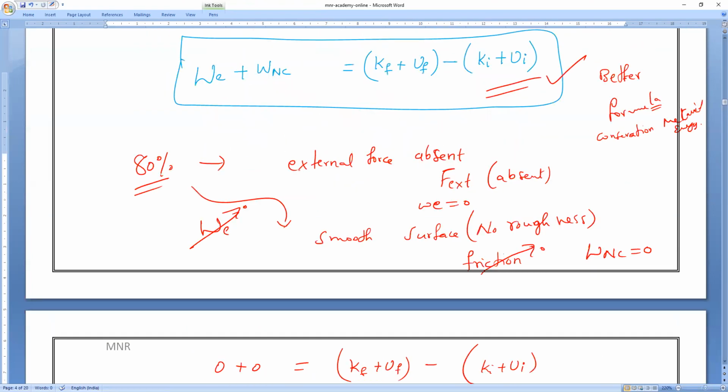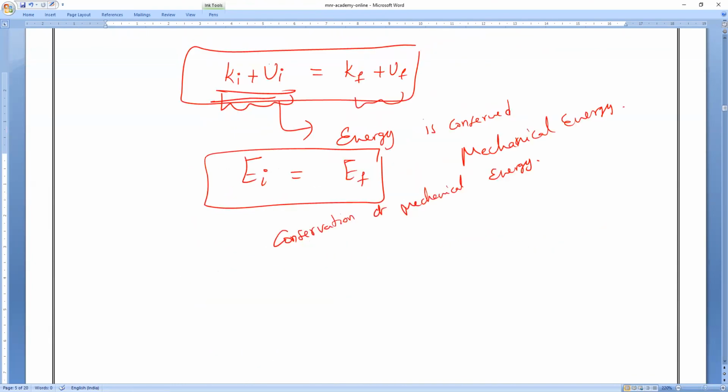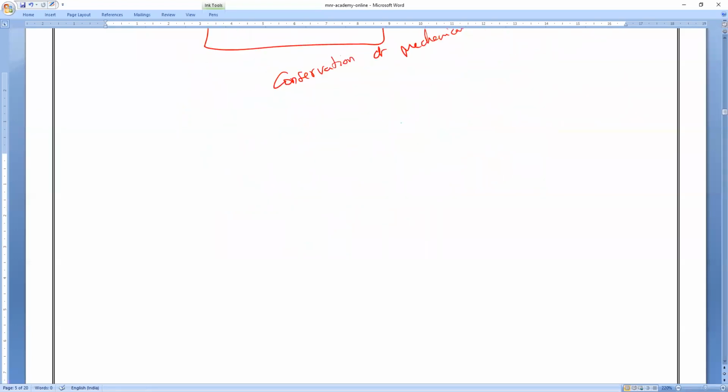Mostly, in 90% of cases you will get external forces absent as well as smooth surfaces, which means work done by external forces as well as work done by non-conservative forces are both zero. So we can say initial mechanical energy equals final mechanical energy. That's all it is. So question number 1. That's all about the concept.